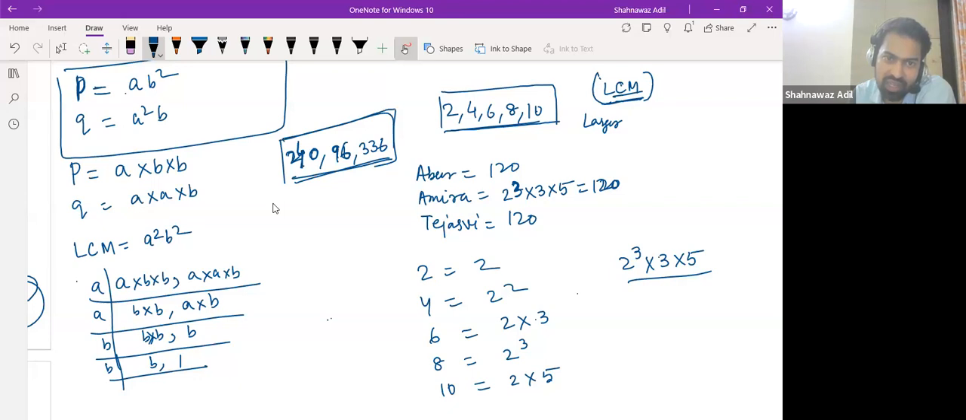Okay, so we have to find the HCF of 240. So this is 120, 60, this is 30.